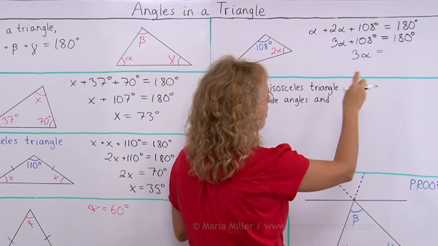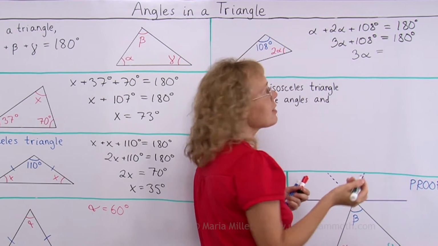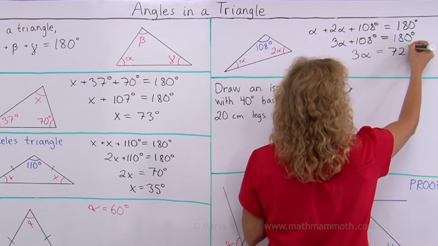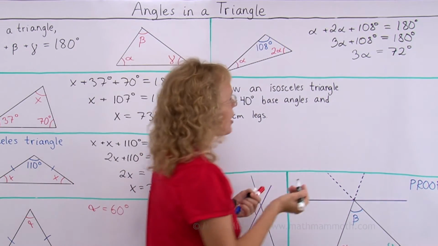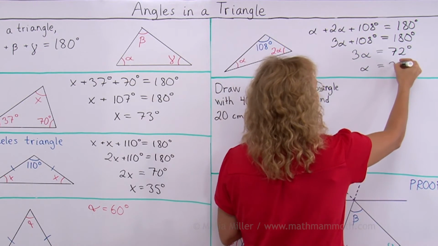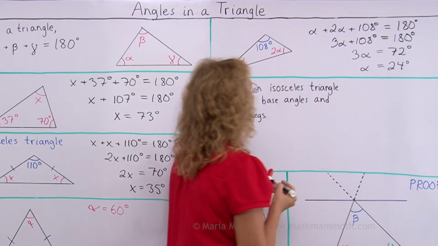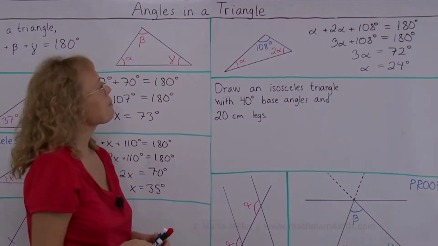And then over here on this side, 180 minus 108 is 72. And lastly, divide both sides by 3. And so we get alpha equals 24 degrees. This is 24, and this of course would be 48 degrees.